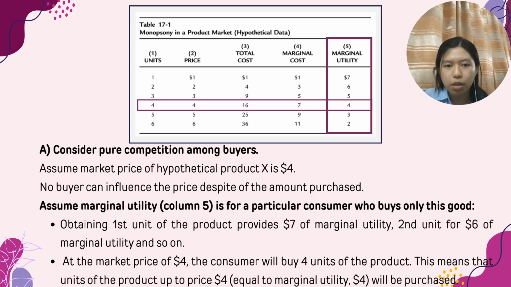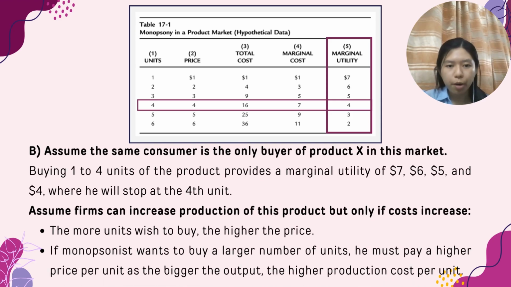At the market price of $4, the consumer will gain $4 of marginal utility. So in this situation, we can see that in pure competition, buyers will buy 4 units of product to match the $4 of marginal utility, and it means that P equals MU. In part B, we'll look at the monopsony situation.